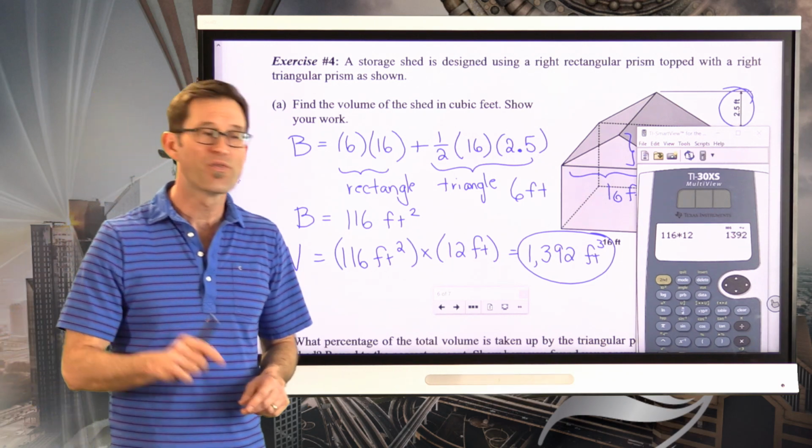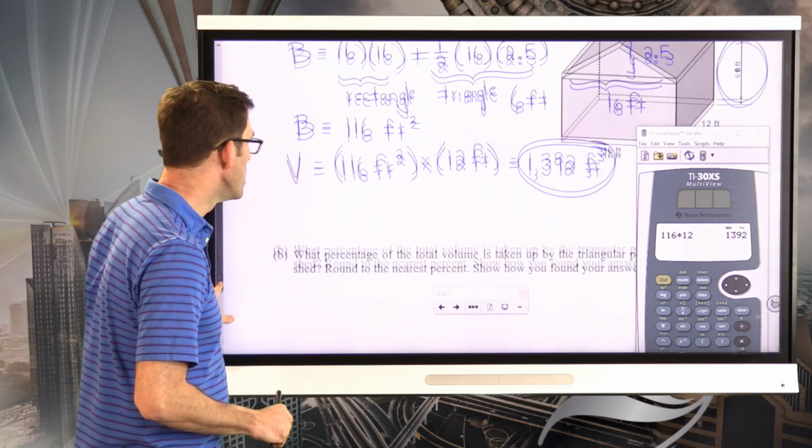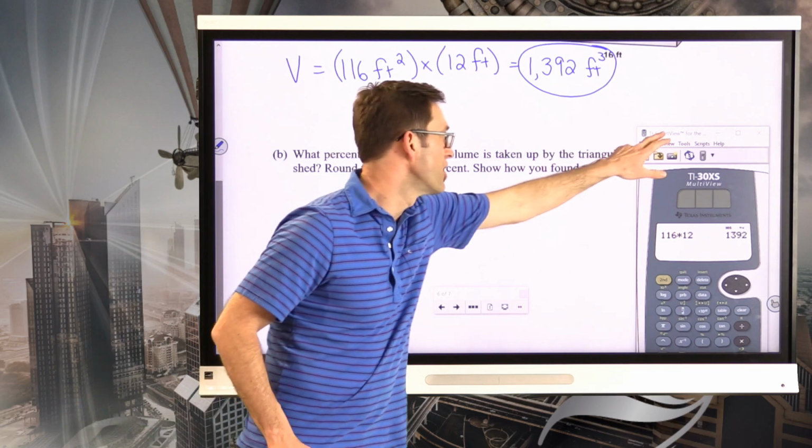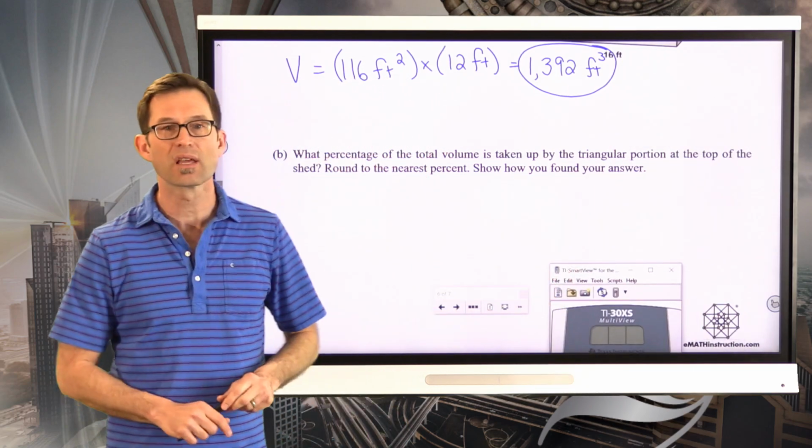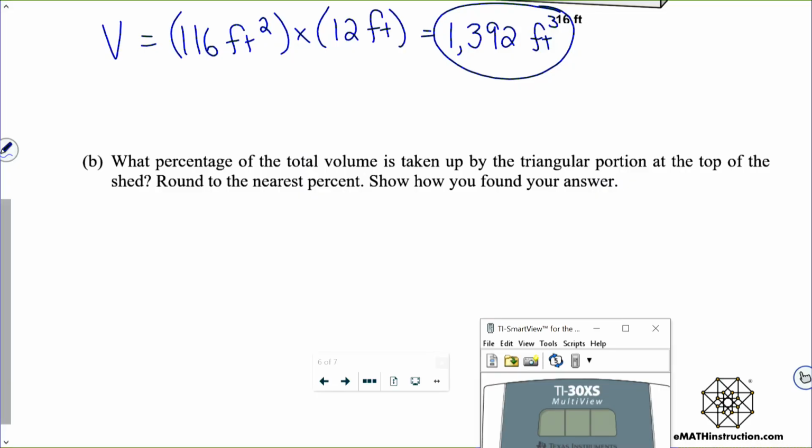All right, let's finish this thing off. We've got one more piece of this problem. Let me get the calculator out of the way so we can all see it. Let's take a look at letter B. What percentage of the total volume is taken up by the triangular portion at the top of the shed? Round to the nearest percent. Show how you found your answer.